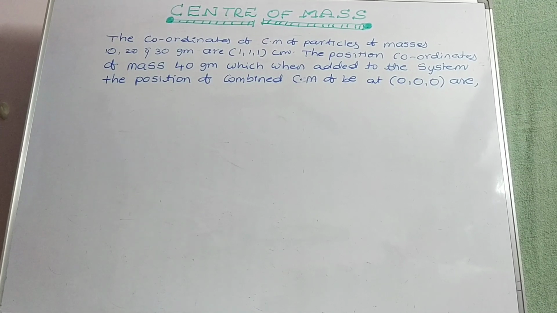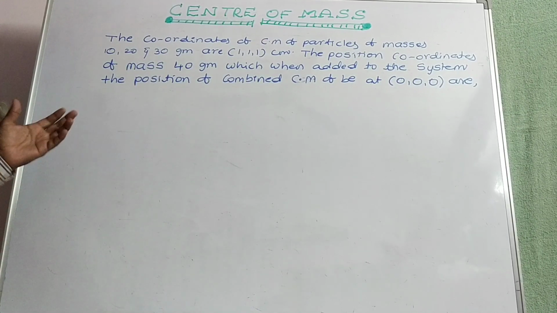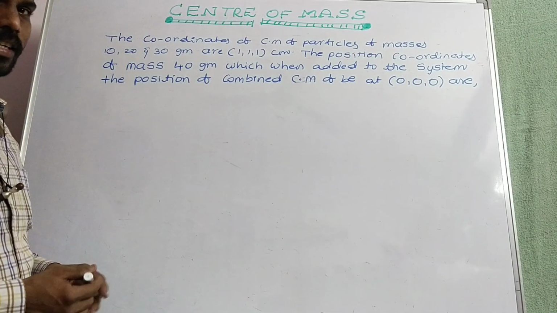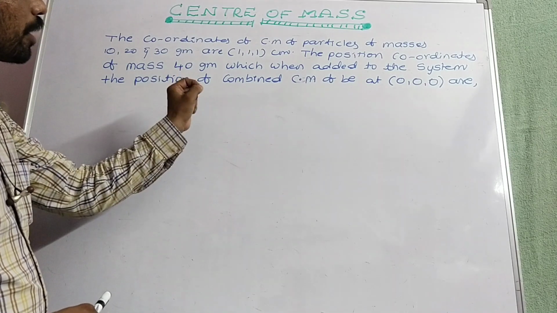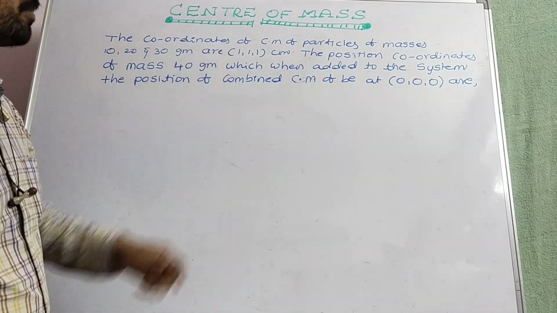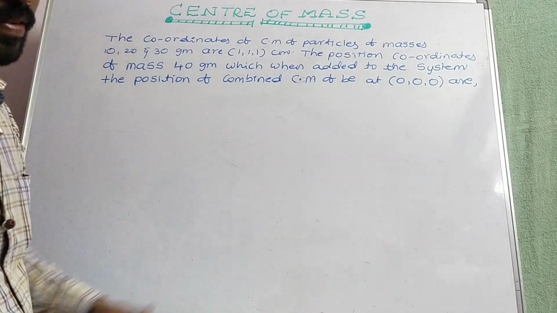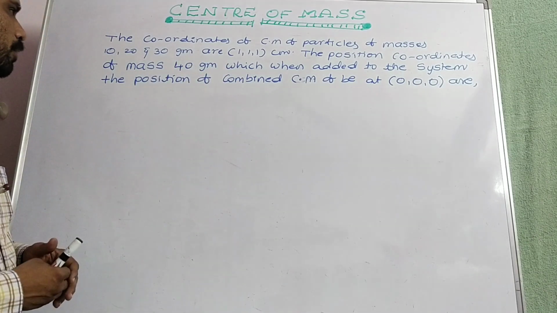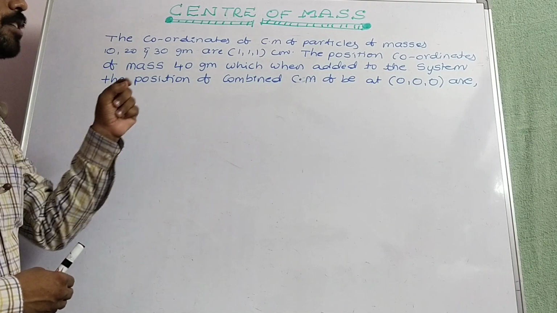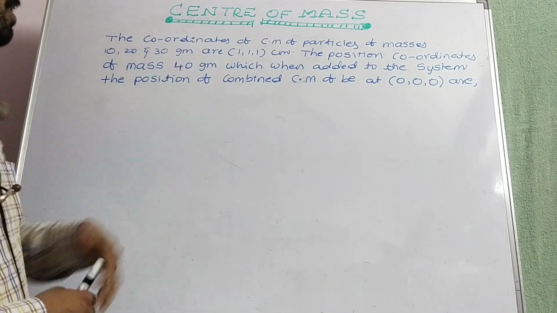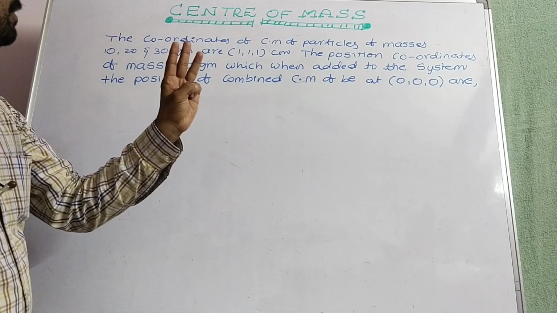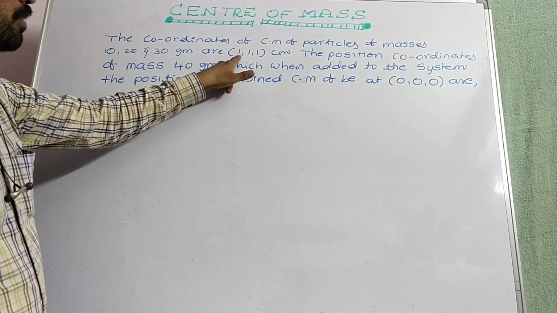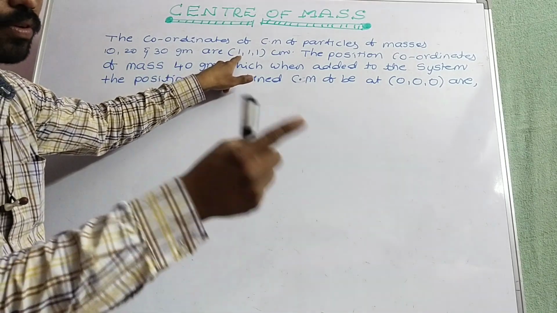Now here we have a very important and very interesting problem. The coordinates of the center of mass of particles of masses 10, 20 and 30 grams are located at 1, 1, 1 centimeter. That is, XCM, YCM, ZCM is given. Find the position coordinates of a mass of 40 gram which, when added to the system, makes the combined center of mass be at 0, 0, 0. That means here we have 3 particles, and the coordinates of their center of mass are 1, 1, 1.